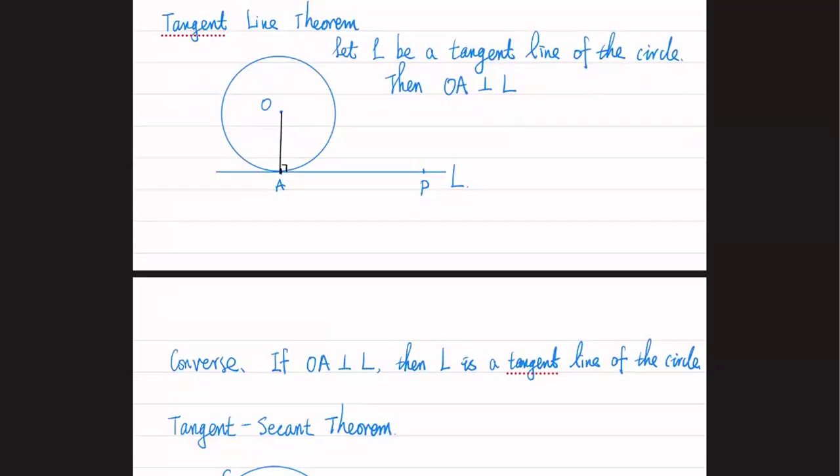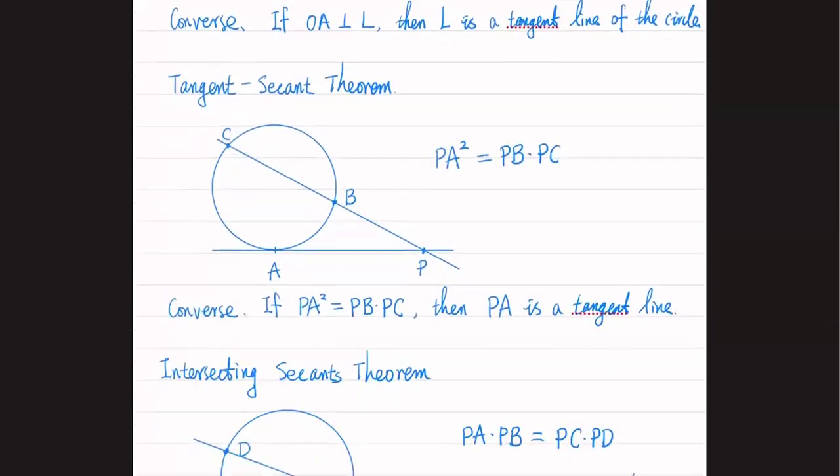Tangent line theorem. If L is a tangent line, then this must be perpendicular. The converse: if this is perpendicular, this line must be a tangent line. So we can go back and forth.